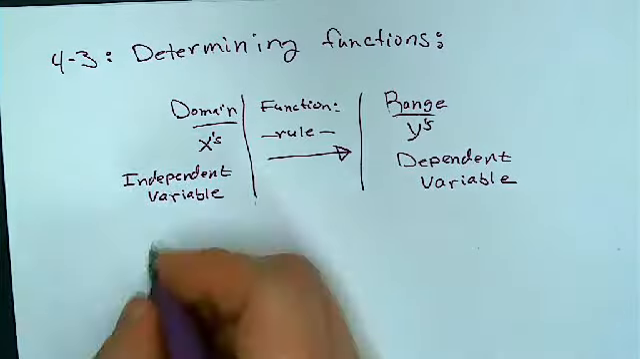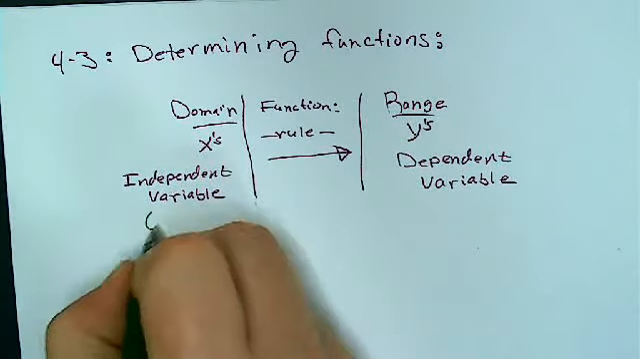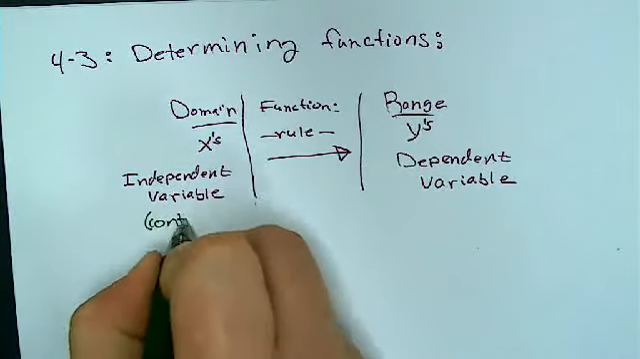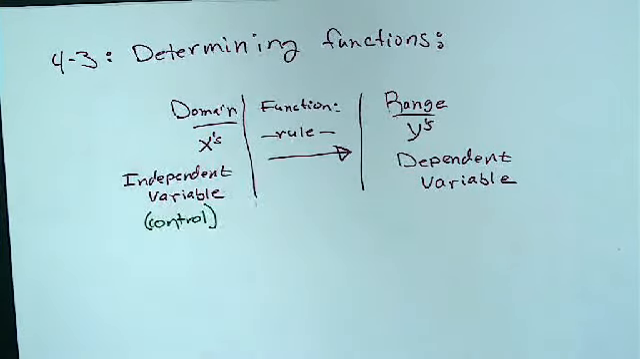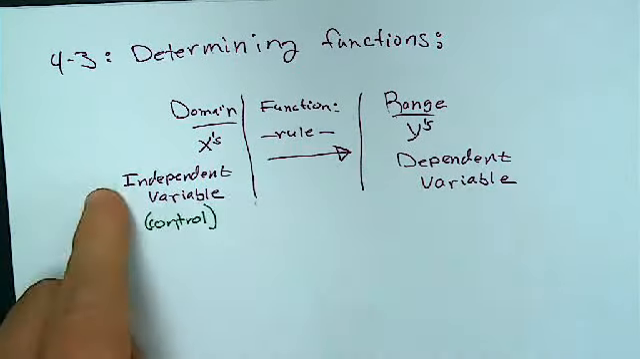You'll also see the independent variable referred to as the control variable. It's the one I have control over. It's the one I can modify. And then I want to see what comes out, what depends on that.